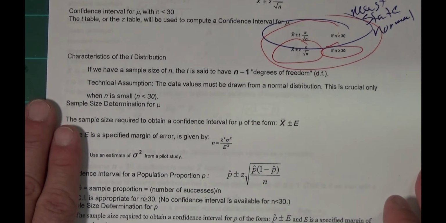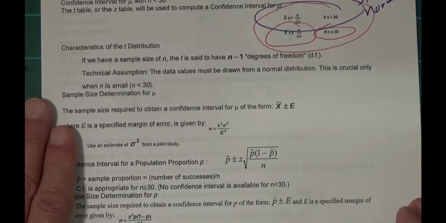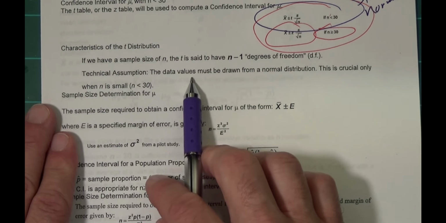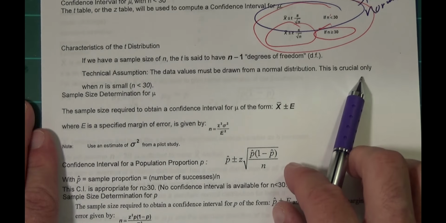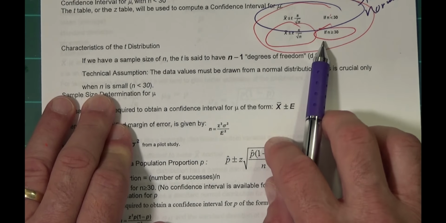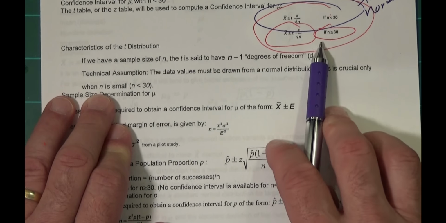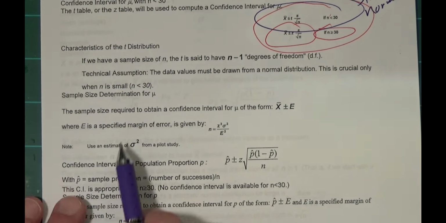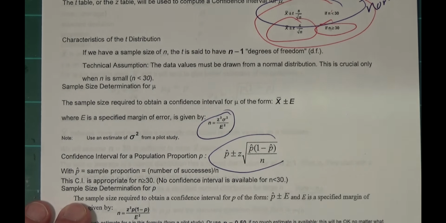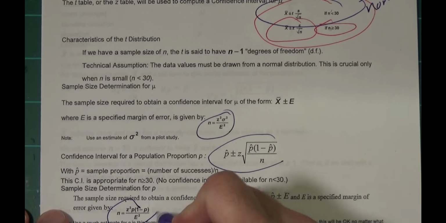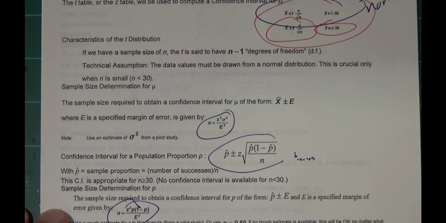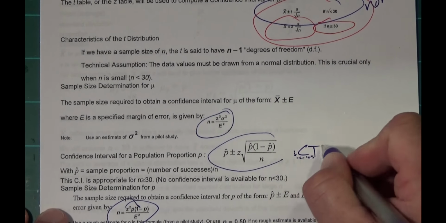Okay, characteristics of the t distribution. We have sample size n, that has n minus 1 degrees of freedom. Technical assumption, the values must be drawn from a normal distribution. This is crucial only when n is small. See, she does say it here, but not up here with the equation like she should. Because you're going to look there for the equation. You're not going to read this. Sample size determination. She's got her two sample size equations. Nope. The other one's down here. This is not sample size. Okay. This is a confidence interval right here.